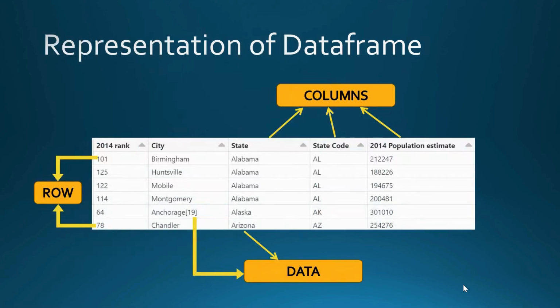Now how exactly does the data frame look? The data frame is like a table, as I said. So it has rows. Let's say this is my row 101. I have my row 78. These are all my rows. Then we have our city, state; these are my columns. Then we have the data. Whatever is inside this, these are my data. So it's basically a table in which you have your rows and columns, and then you have your data.